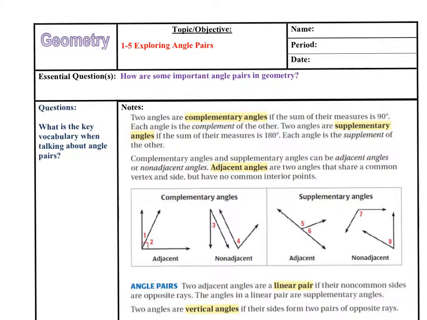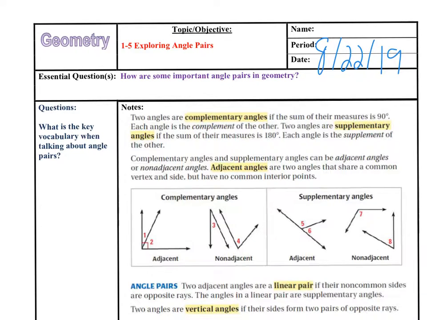All right, today we are looking at angle pairs. Add your name and the date. It is 8/22/19. So, some vocab words that we may or may not be familiar with about angles.